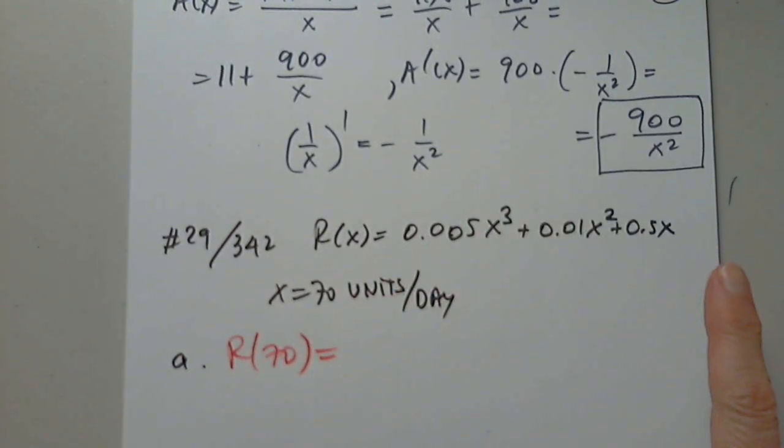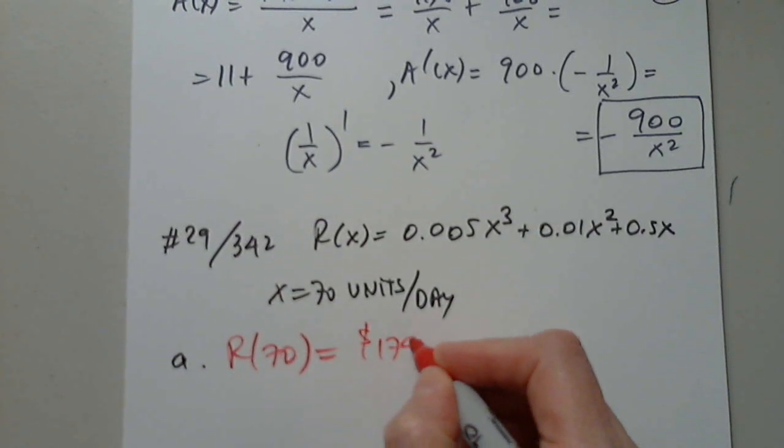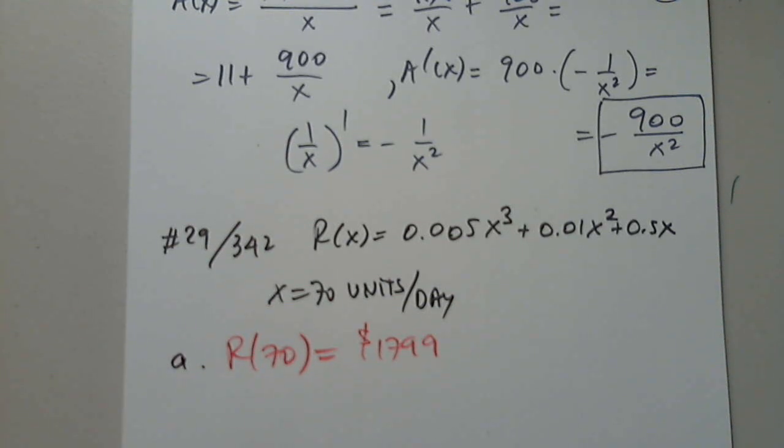R of 70. You know what I like? I don't like to punch it in. What if I need to punch it in again and again? So I like to enter the function in the graphing calculator, so I have it there for whatever I need later on. So 0.005x cubed, and then plus 0.01x squared, and then plus 0.5x. I see the function, so I can check if I entered it correctly. Yes, I did. I go to second, table, and I plug in 70. That's all I need for now. And highlighting, just to make sure you see everything, 1799.